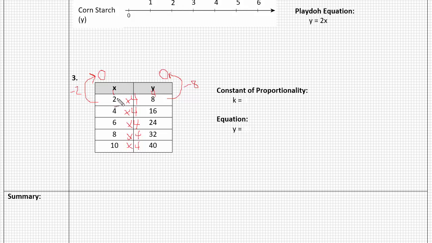I also saw that there was a common factor, that I could take every x value and multiply it by 4, and it would equal my y value. So in that regard, I had enough information to identify that the constant of proportionality was 4, and my equation would be y equals 4x, because I had just proven that I could take any x value, multiply it by 4, and that would equal my y value.